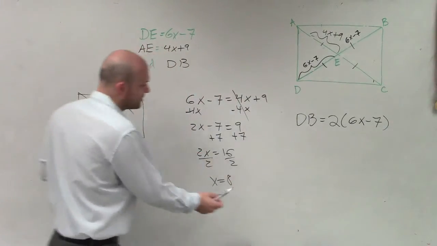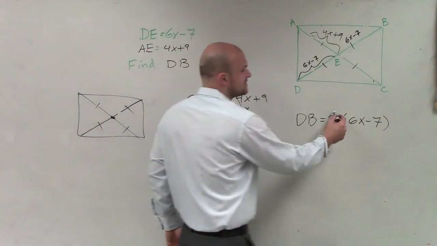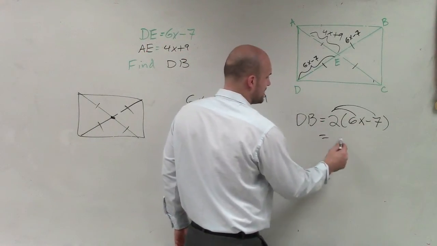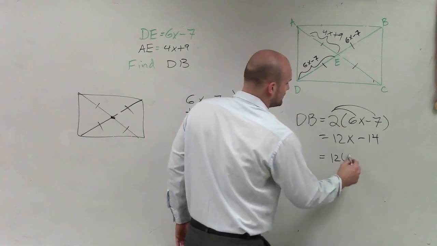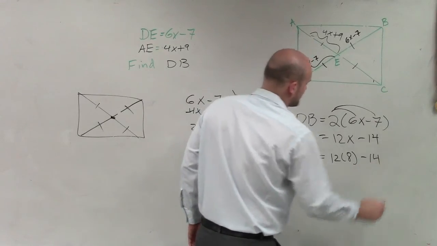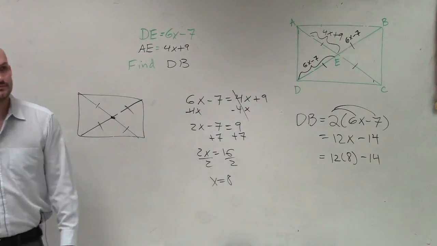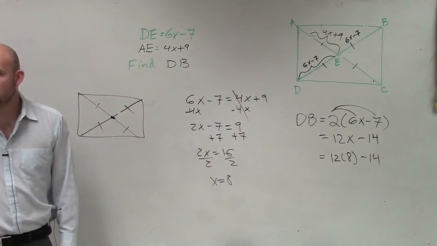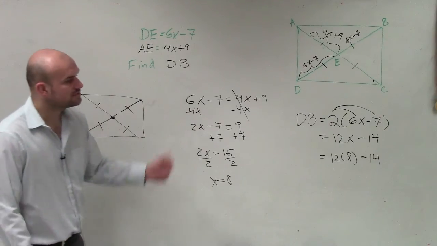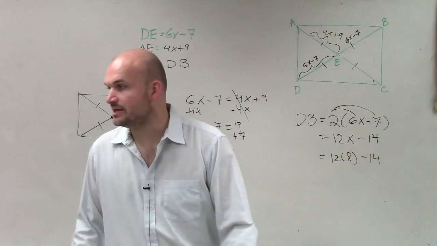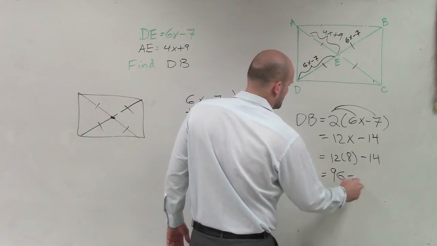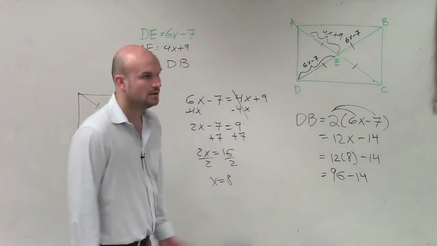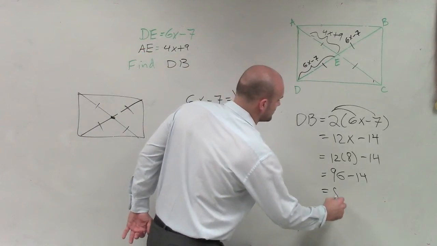Well, now I know that x equals 8. So first thing I'll do, before I do that, I'll apply the distributive property. So I have 12x minus 14. Then I have 12 times 8 minus 14. OK? Cool? So 12 times 8 is going to be 96, and then this will be equal to 82.